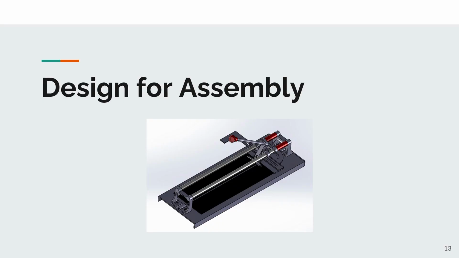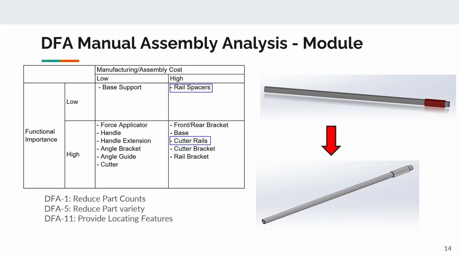Design for assembly. Design for manual assembly was completed, and the results drove us to select the cutter rails and rail spacers as our module parts. The cutter rails fall into the high cost and high functional importance area of the quad chart, and the rail spacers fall into the high cost but low importance area, making them good redesign candidates. The cutter rails and spacers were combined from two separate parts into one, reducing overall part counts, reducing part variety, and providing a location feature on the spacer end of the rail for install into its mounting bracket.